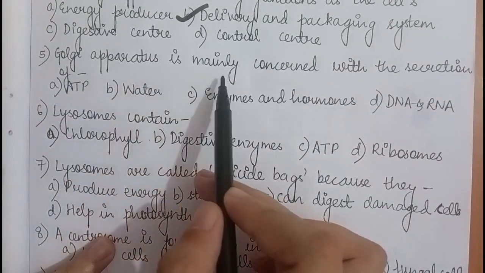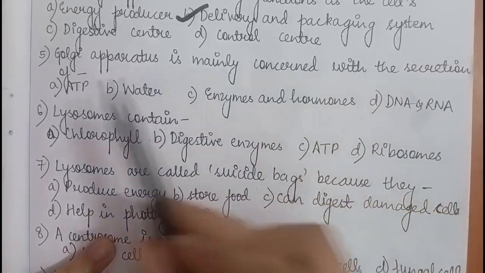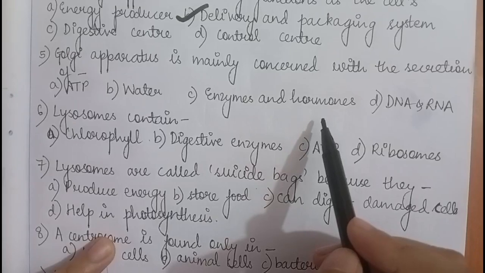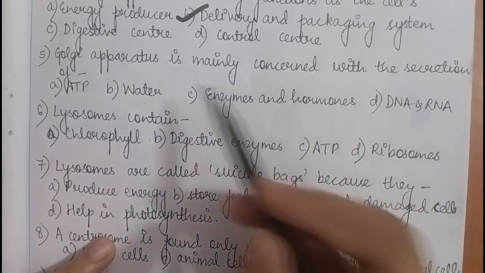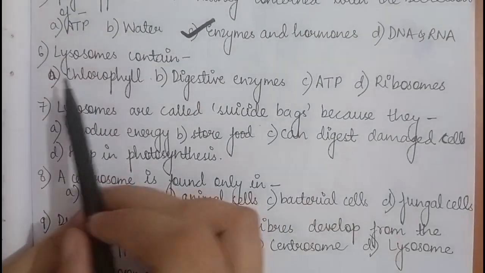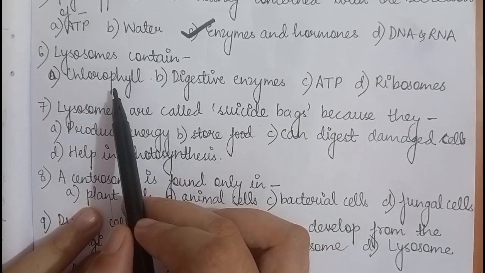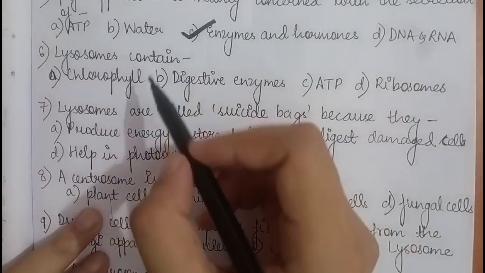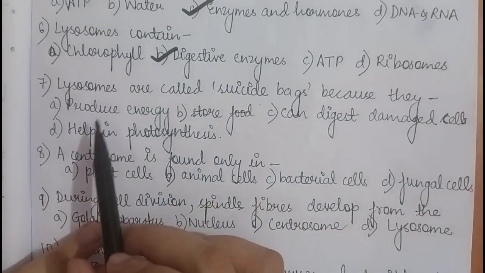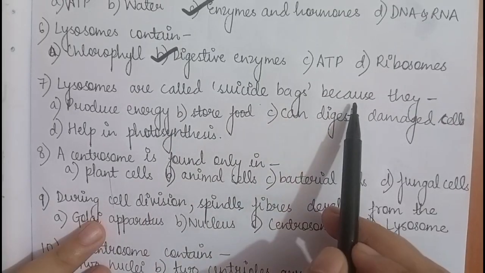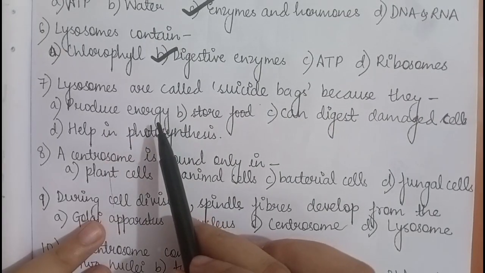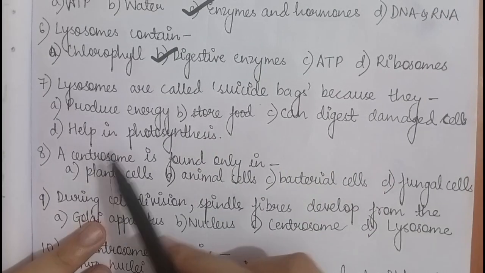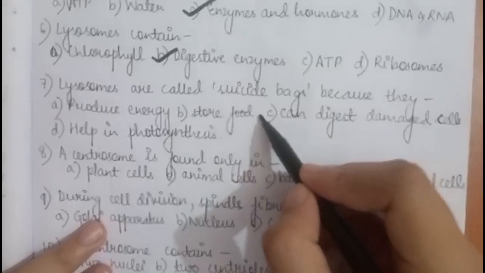Golgi apparatus is mainly concerned with the secretion of ATP, no. Water, no. Enzymes and hormones, yes. DNA and RNA, no. So option C is correct. Now, lysosomes contain chlorophyll, no. Digestive enzymes, yes. ATP, no. Ribosomes, no. Option B is correct. Lysosomes are called suicide bags because they produce energy, no. Store food, no. Can digest damaged cells, yes. Help in photosynthesis, no. So option C is correct.